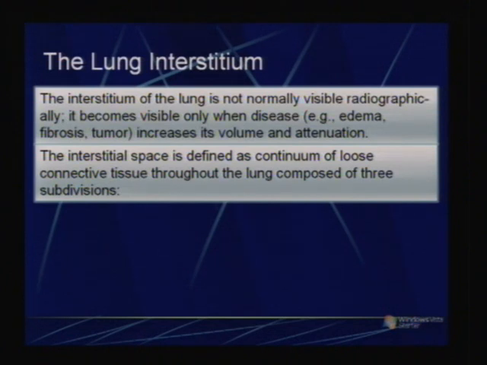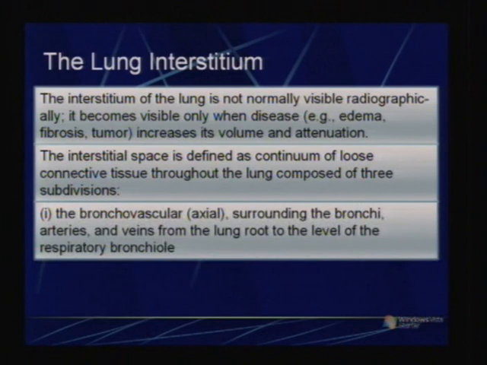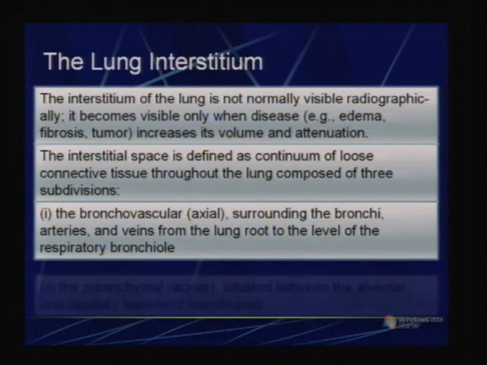The interstitial space is basically a continuum of loose connective tissue throughout the lung, which is composed of 3 subdivisions. The first division is what we call the bronchovascular, or the axial component of the interstitial tissue, and that usually surrounds the central bronchi, arteries and veins of the lung, which starts from the root of the lung and then goes towards the periphery of the lung.